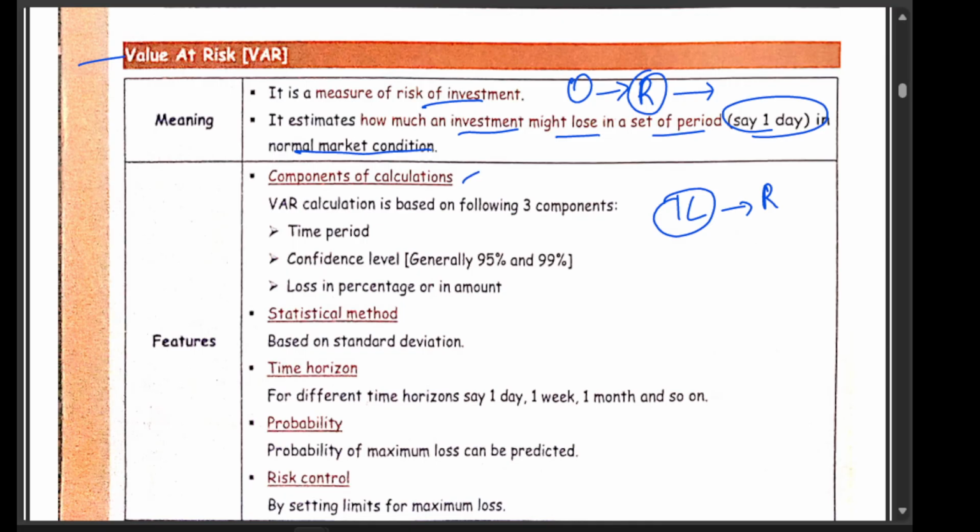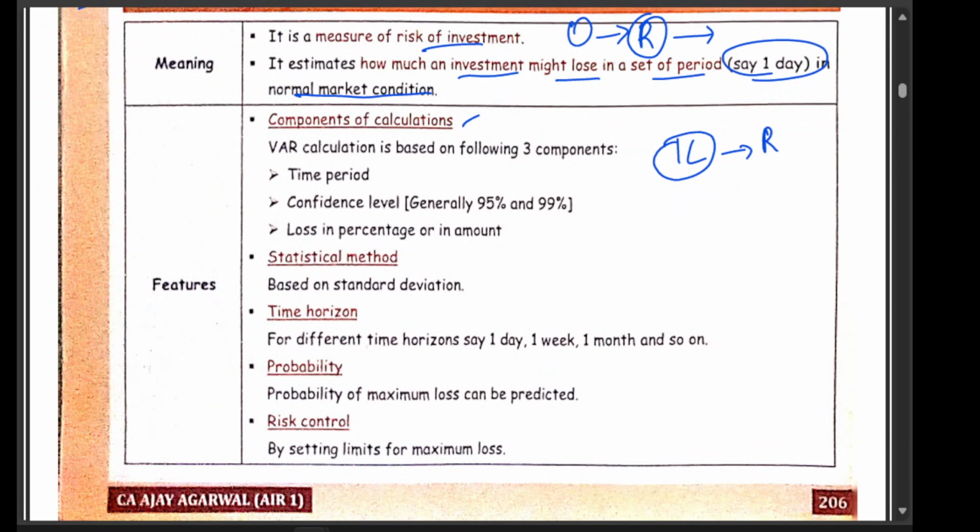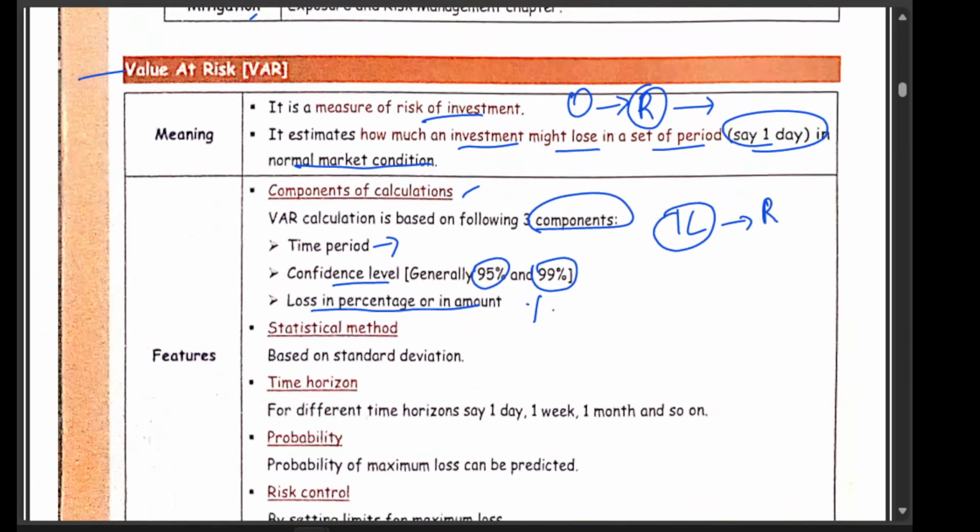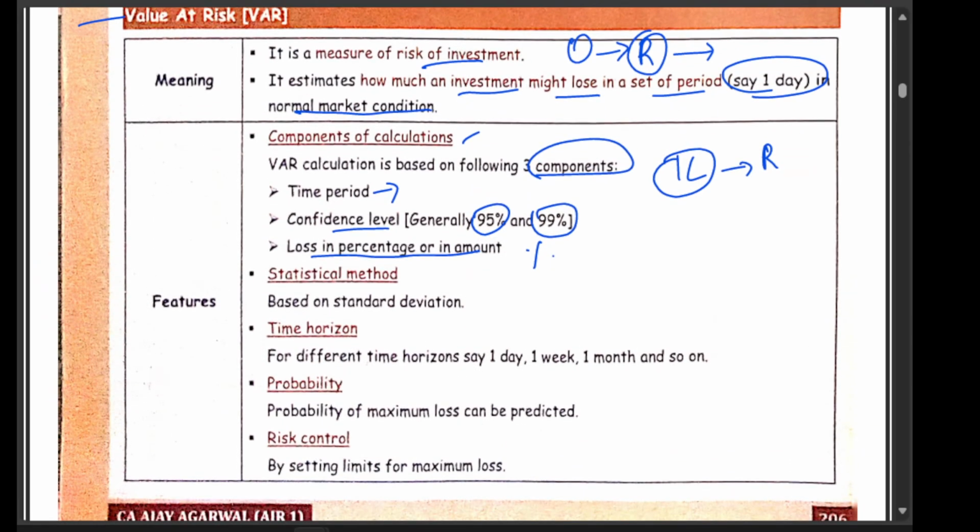The VaR calculation has three components. What is the time period? What is the confidence level? That is of two types, 95% and 99%. And the loss in percentage or in amount. What might be the loss in amount? 2%, 1%. What is the percentage of loss? If we have these three things, we can find VaR. That is value at risk.